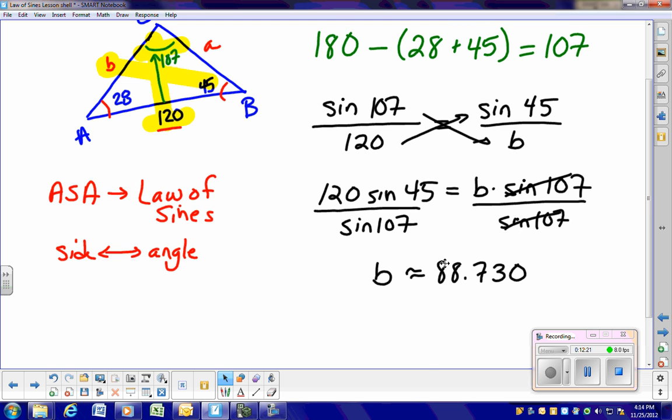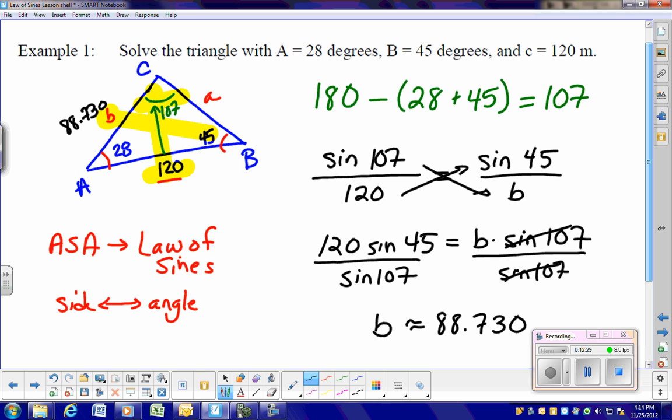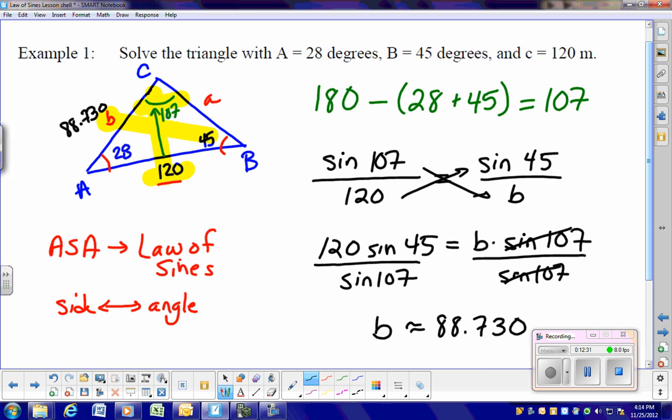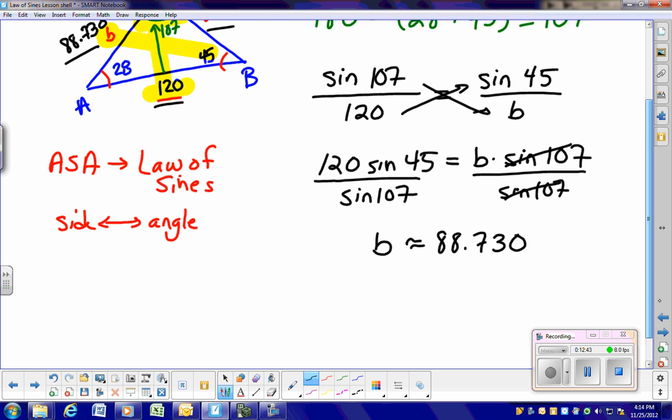So once I know this side, then I should be able to figure out the other missing side, again using law of sines. I can't use the Pythagorean theorem here. Can you guys think of why? Why can't I just say this number squared plus 120 squared equals this number squared? If you answered yourself that it's because it's not a right triangle, that is awesome. Good for you. That's exactly why.